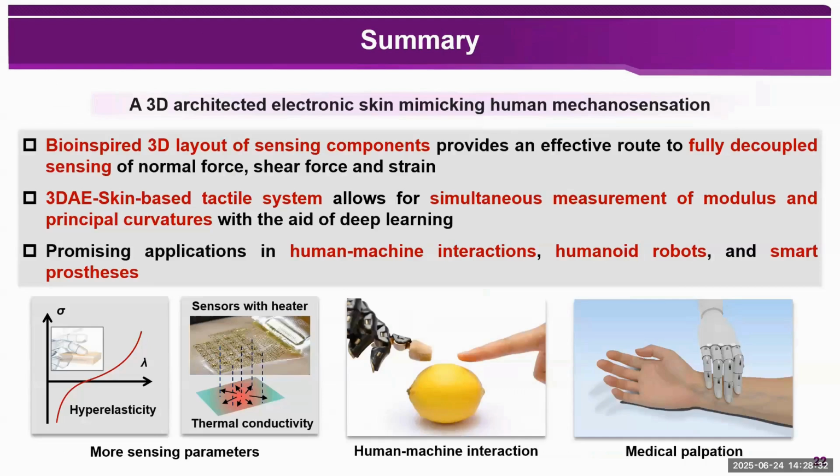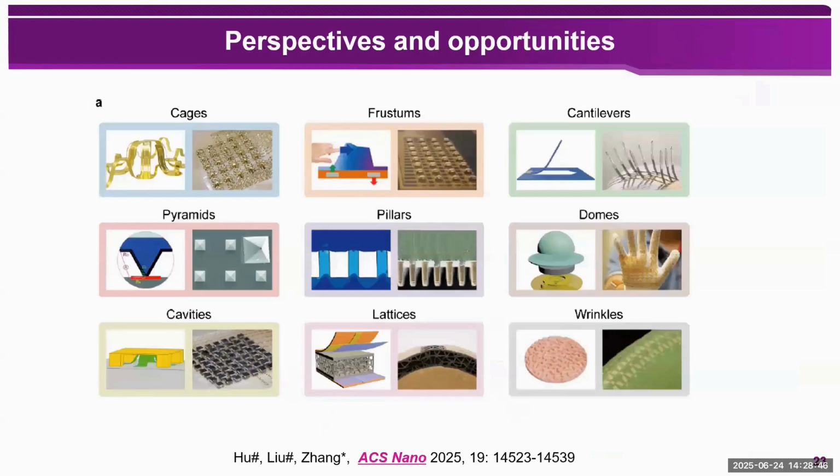I hope I have convinced you that the bioinspired 3D layout of sensing components provides an effective route to fully decouple sensing of normal force, shear force, and strain related to the tactile sensation. In a very recent perspective paper published in ACS Nano, we have summarized the representative 3D microstructures that have been exploited in tactile e-skins, including the cages, frustums, pyramids, pillars, domes, lattices, and so on.